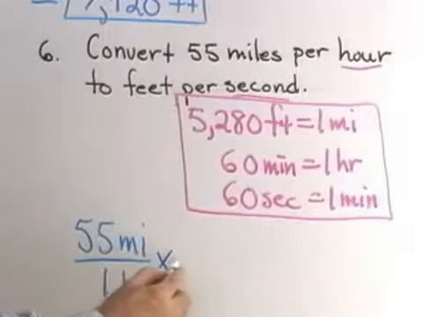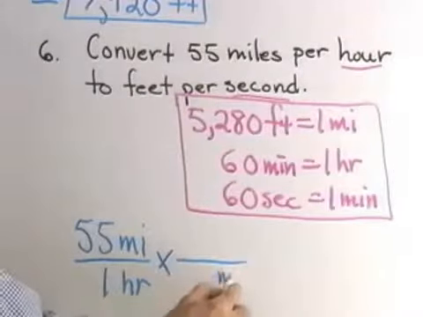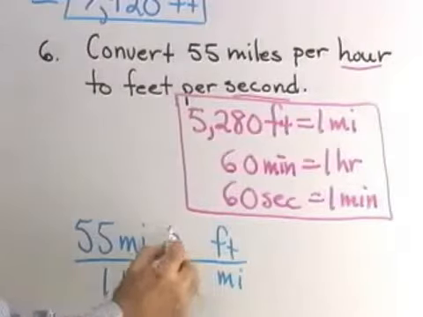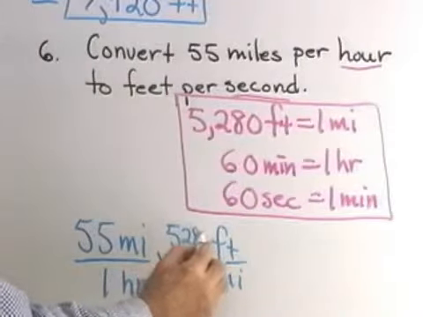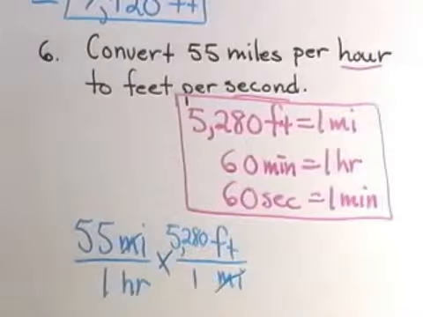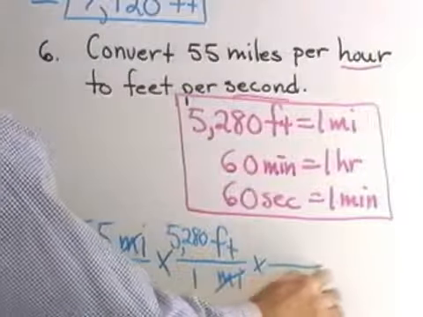First of all, to convert miles to feet, I need the miles to divide out, and I want to be left with feet. I know that there's 5,280 feet in every 1 mile. So now my miles have divided out. Next, I want hours to divide out. Let's go from hours to minutes.